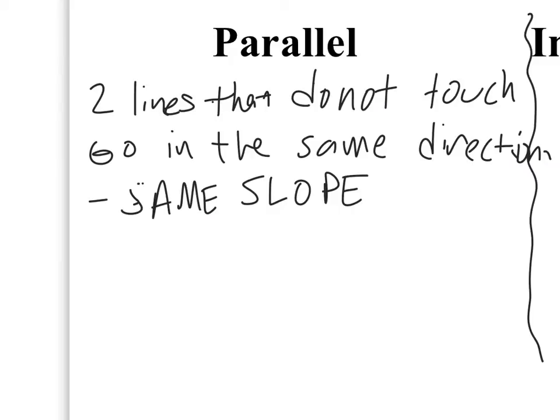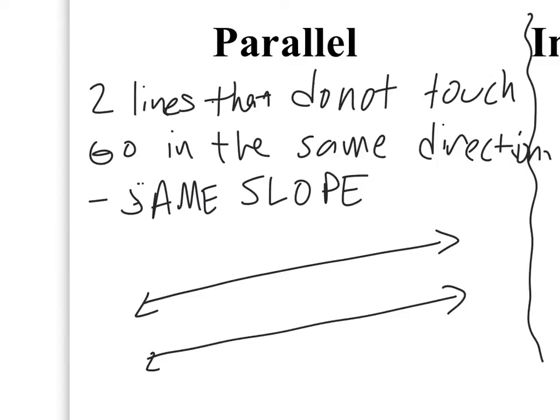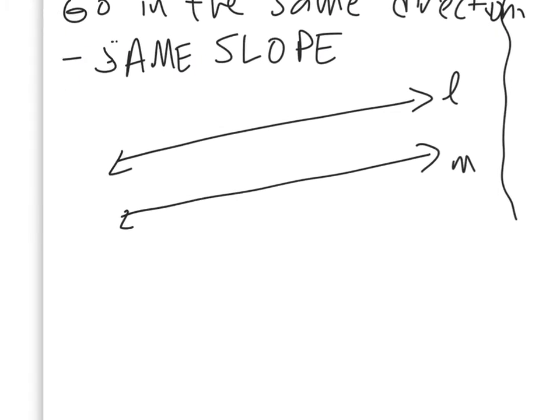Okay, so I'm just going to draw a couple lines that are parallel here, just two different lines. And so I'm going to call this line L and line M. And if I wanted to show that those two lines were parallel, I would simply draw these little arrows here to show that they're parallel, okay? And if I wanted to write that they were parallel, I would write that M is parallel to line L, okay?